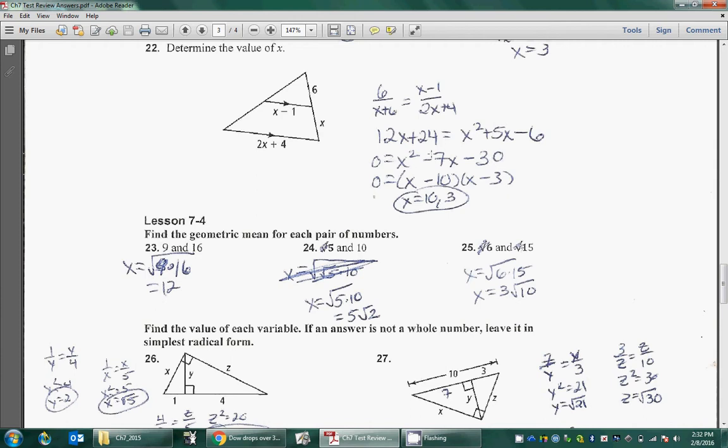And I actually factored this one wrong. It should have been x minus 10 and x plus 3. I'll have to change that on my key. Because they had to multiply to get to negative 30, that means I know the signs have to be different, and add to get to negative 7. Okay? So if this was an x plus 3, you would have gotten an x of 10 and an x of negative 3.